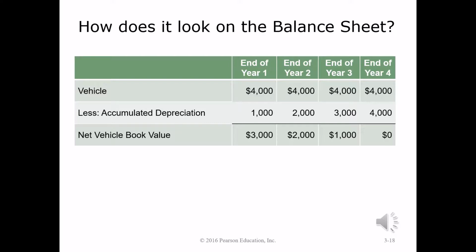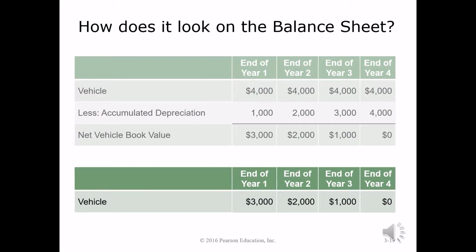Here you can see how the vehicle would be reported on the balance sheet for years 1 through 4. We report the vehicle at its original cost, and each year we deduct the accumulated depreciation from it. So on the balance sheet, we show both of our goals, our original asset cost and the depreciated amount.